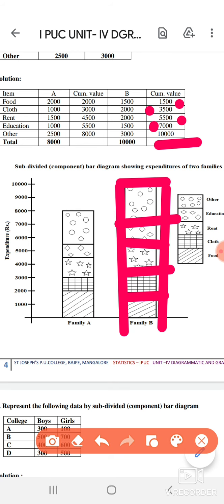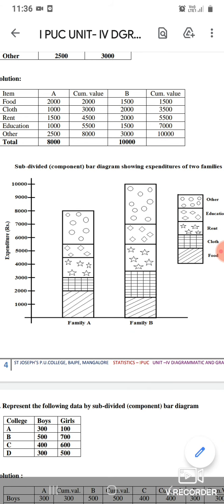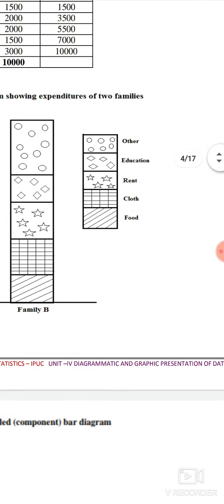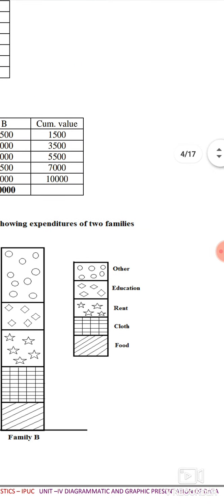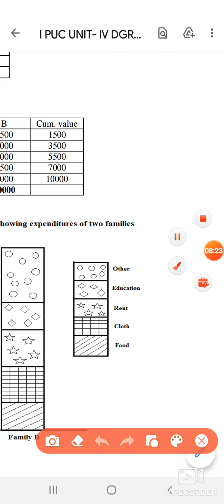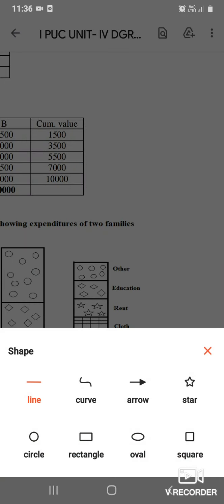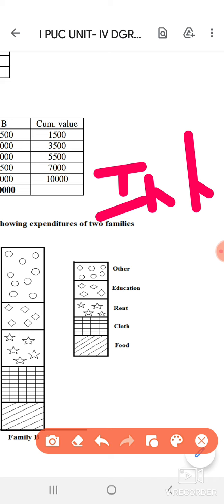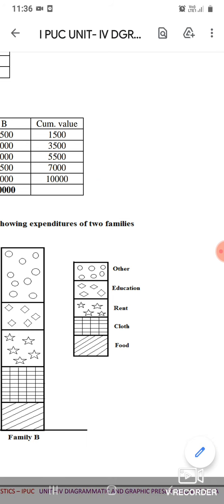Then shade different areas or different regions of all these components. Okay. Then write down the key. So what is key? It is also known as index. Key is also known as index.